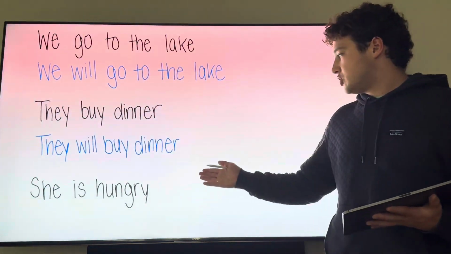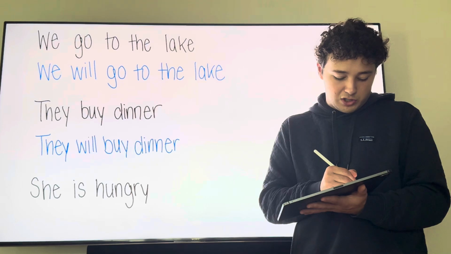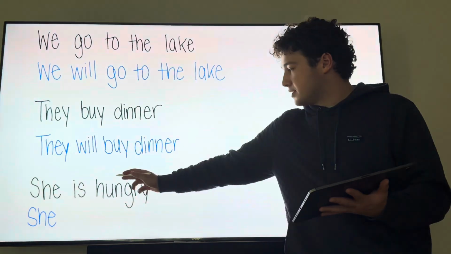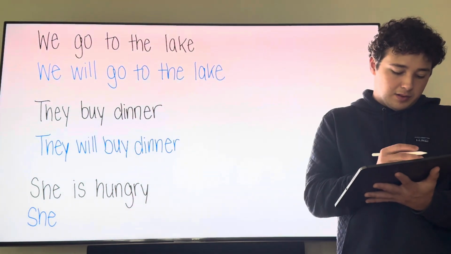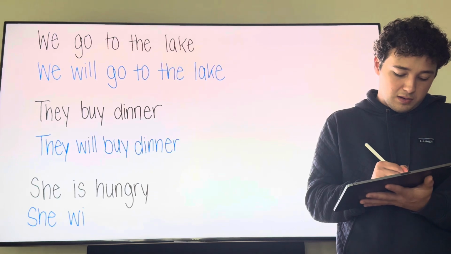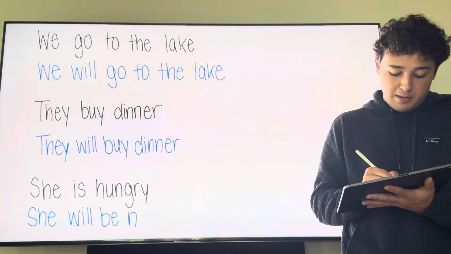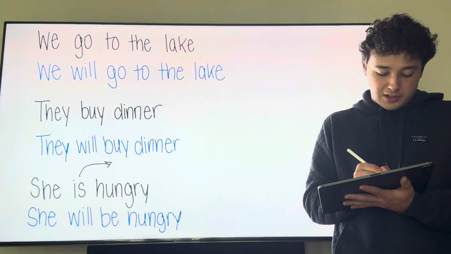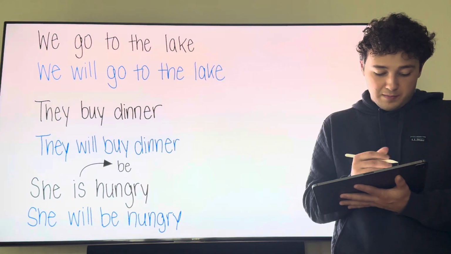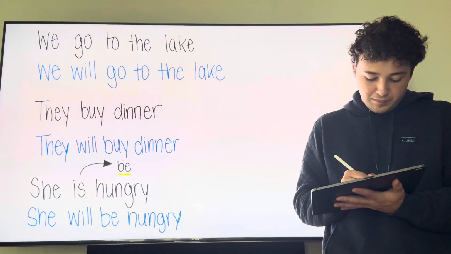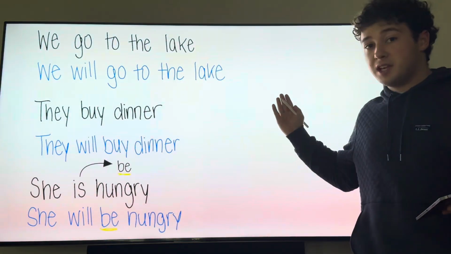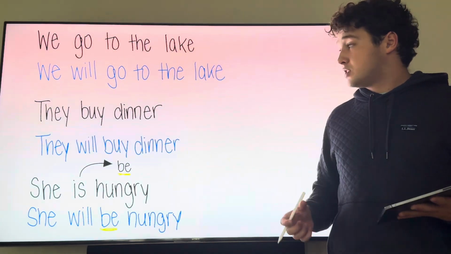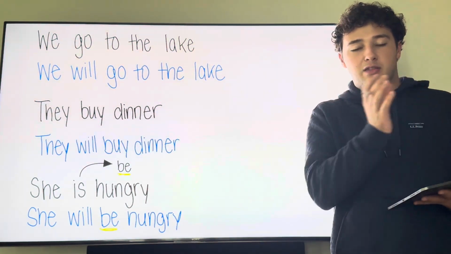Last one here, she is hungry would simply become she, and you know that the is of the verb be. She will be hungry, because is just the conjugation for the verb to be. Okay, so this is it. This is how you form the future simple. It is quite basic. Simply give your pronoun, will, and the verb itself.